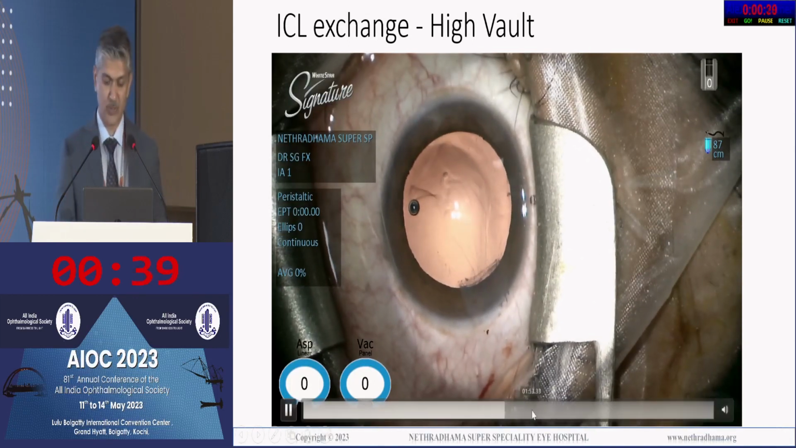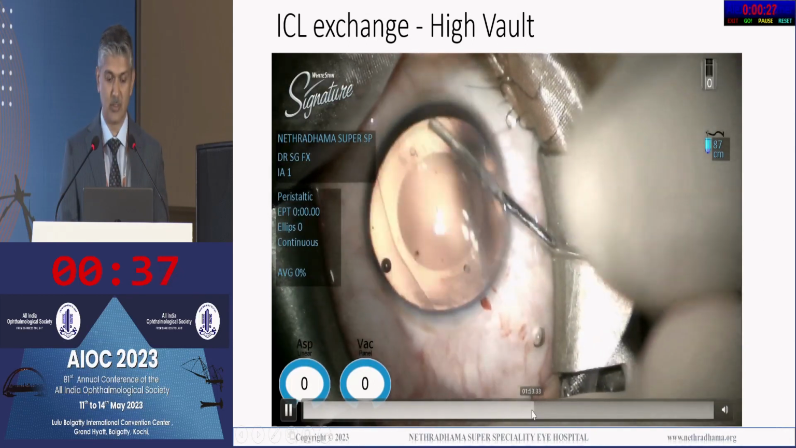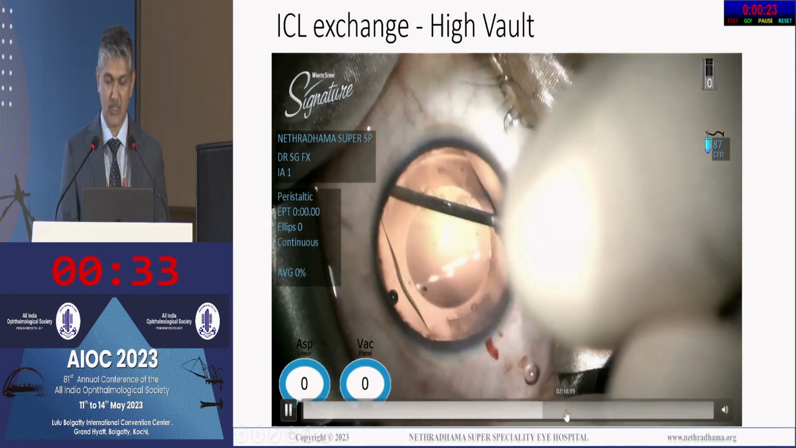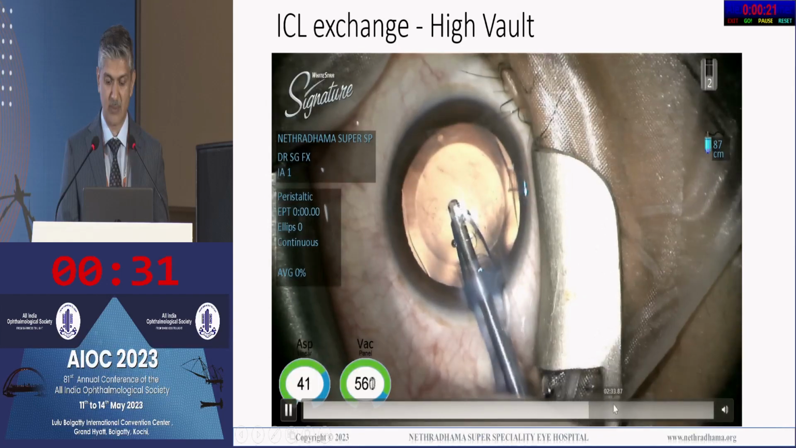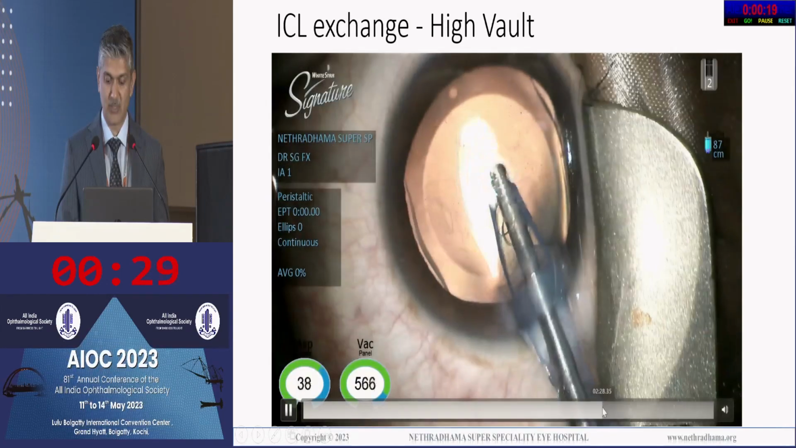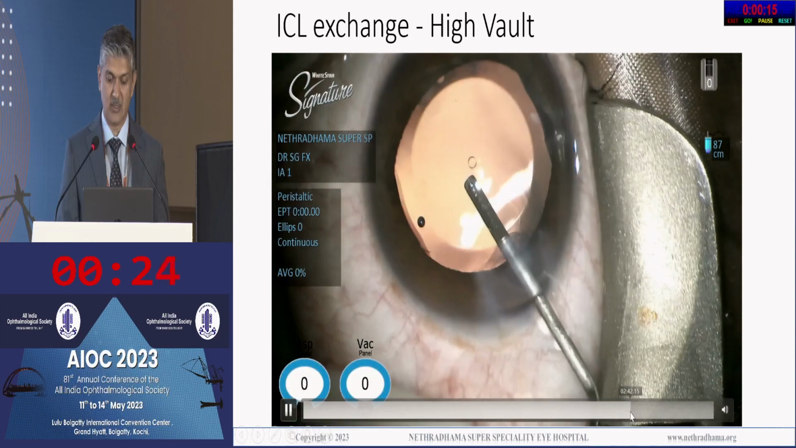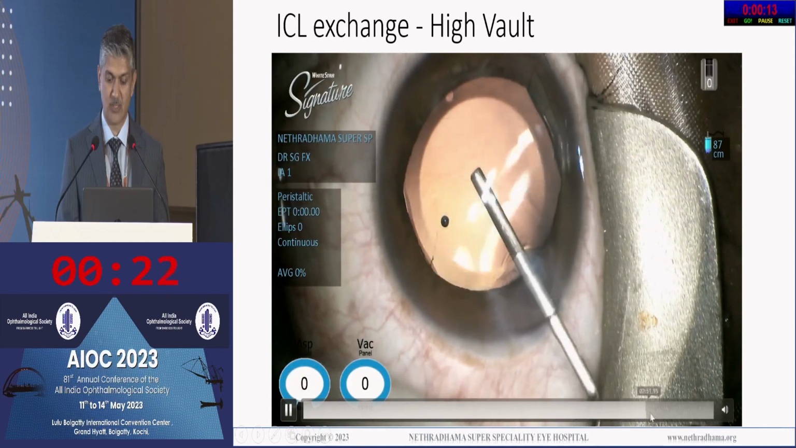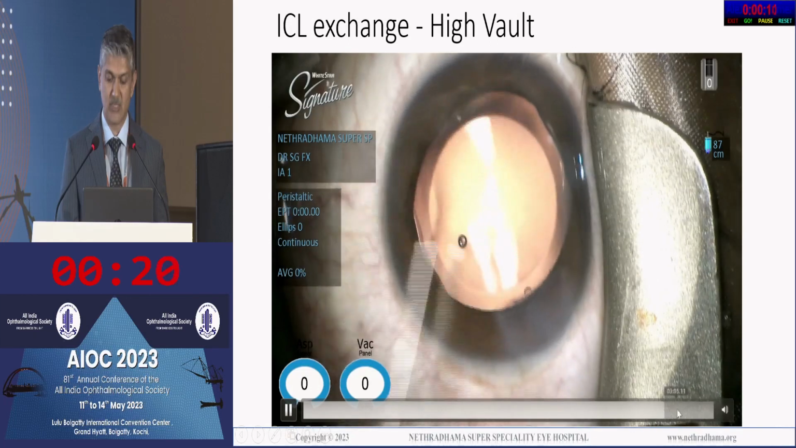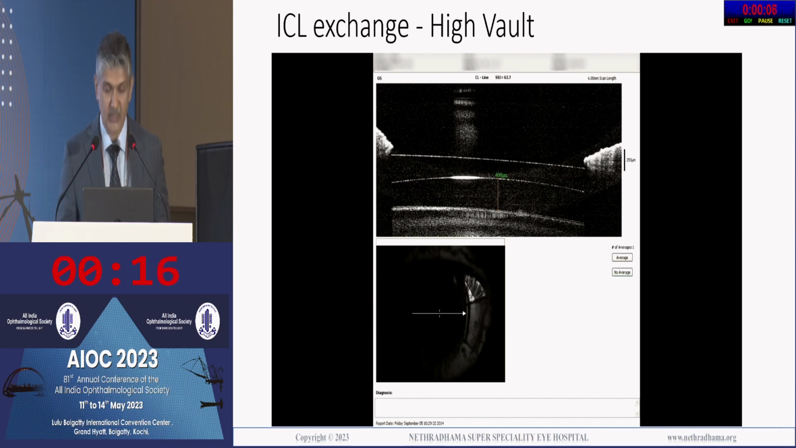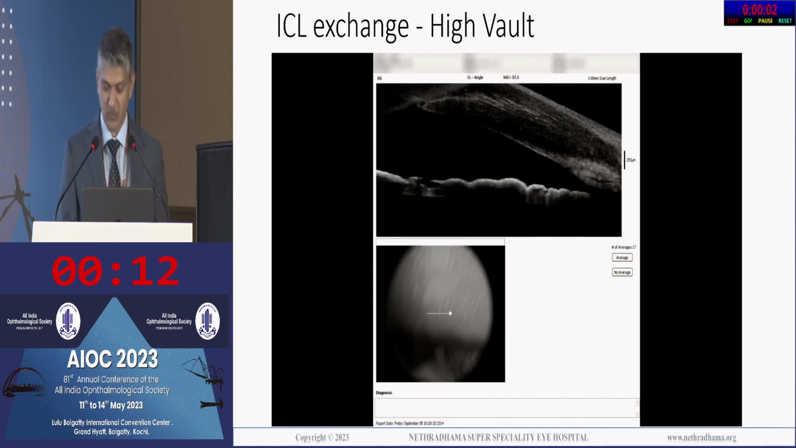And then of course you load the new lens, which is 12.1 mm, and then you can implant it. I'll just fast forward this video so that you can see the end of the procedure where the new lens has been implanted, and you can look at the vault now. It is 406 microns, which is a very good normal vault.